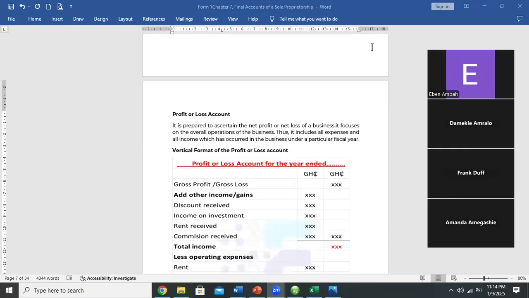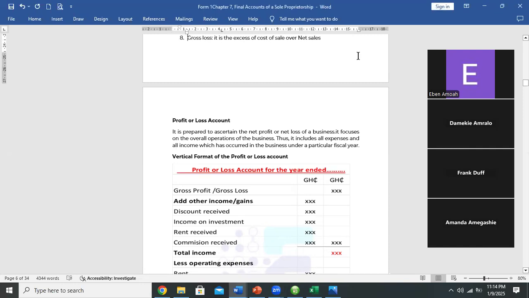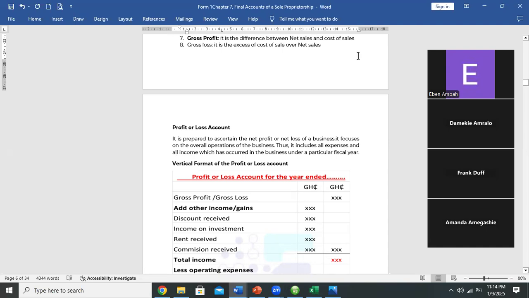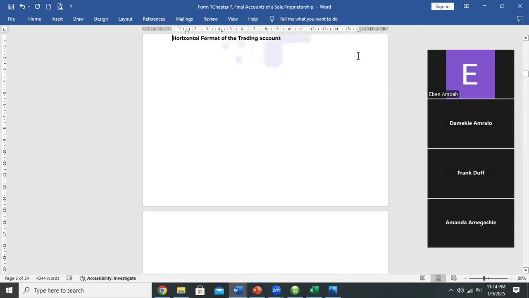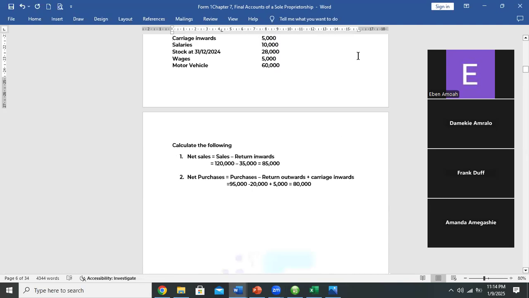We started discussion on the final account of a sole trader last time, and we said that the main aim of this final account of financial statement is to determine the profit or loss the business is making, and also to show the financial position of the business. By that we mean you show the assets, liabilities, and capital of the business.